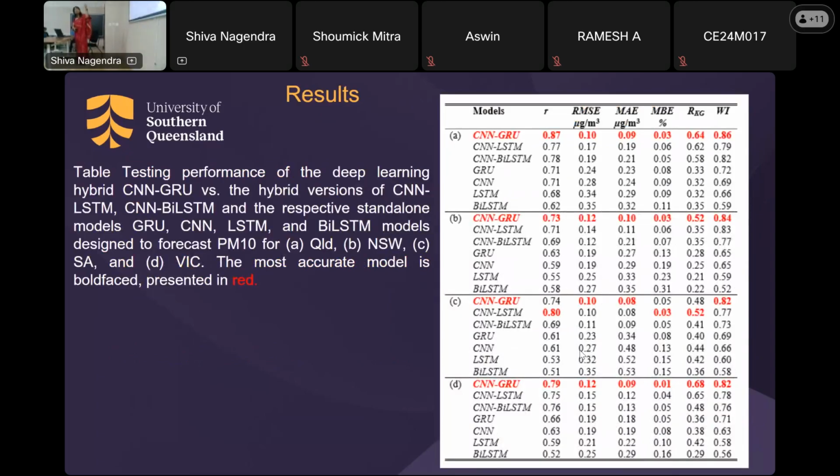These are just some of the results for different sites. The first one is for Queensland, then New South Wales, South Australia, and Victoria. The red one depicts the main model, which performed best, but if you see the third site, CNN LSTM has performed better compared to the main model. If this model had performed better for at least 3 sites, I would have picked this model for this kind of data. But this does not mean that CNN GRU is the best model for all the projects, for all the scenarios, for all the data. For these hotspots, it worked well. Maybe for some other hotspots, these don't work well.